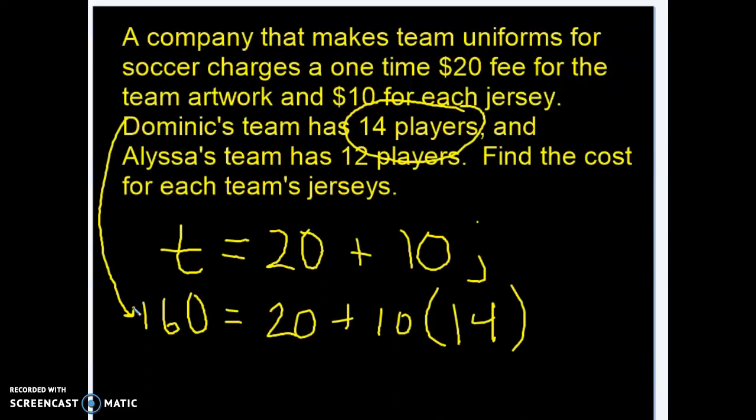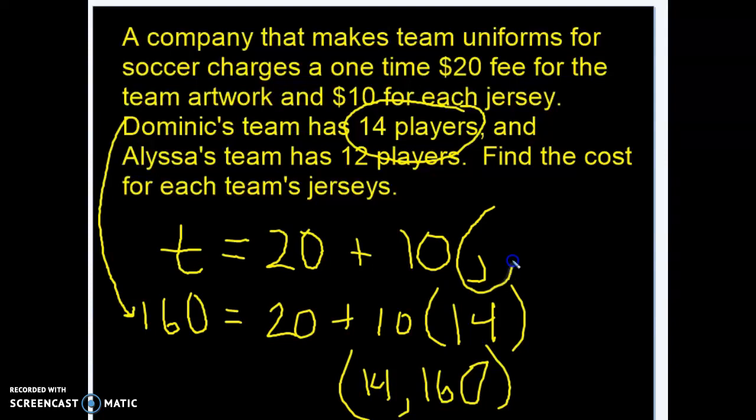His ordered pair would be 14, 160. So an ordered pair is in the form of X, Y. In this case, we have X being J, and we have Y being T. So the ordered pair would be 14, 160.